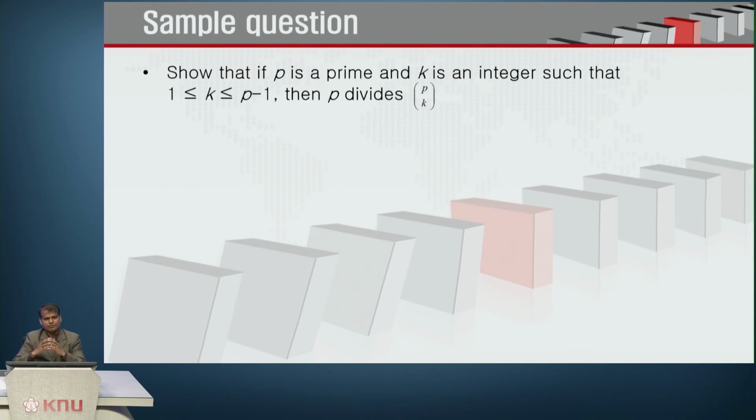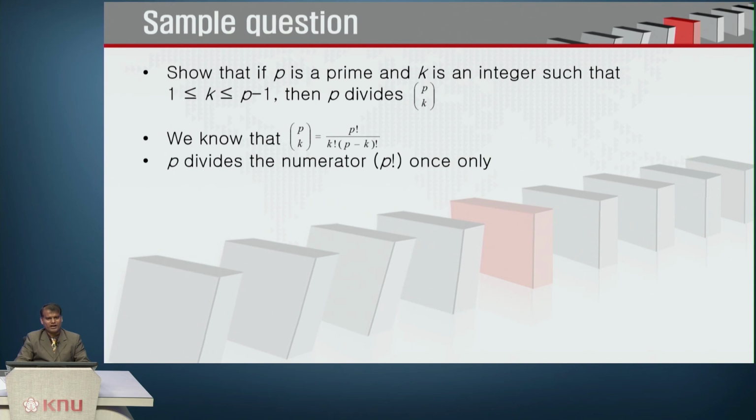Show that if p is a prime and k is an integer such that k lies between 1 and p minus 1, then p divides p choose k. From our discussion we know that p choose k is equal to p factorial by k factorial times p minus k the whole factorial. Just recall, this is the combination formula that we had.